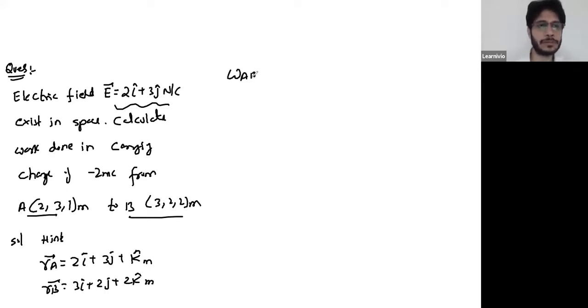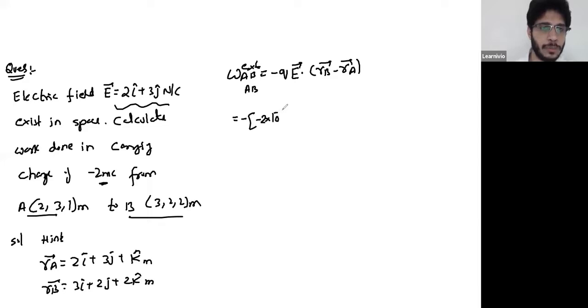Now calculate work done by external force from A to B. Okay. So work done by external forces is minus of Q E dot RB minus RA. We're moving from A to B, so that's RB minus RA. So this is simply minus Q. The value of charge is minus 2 millicoulomb. So instead of Q, let's substitute minus 2 into 10 raised to the power minus 3. Then you have electric field.